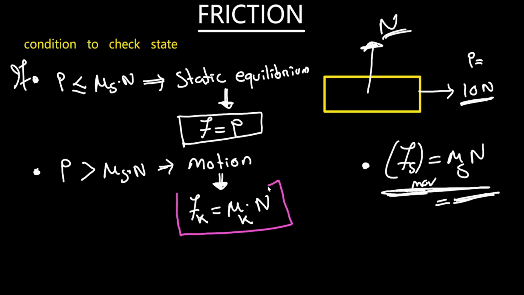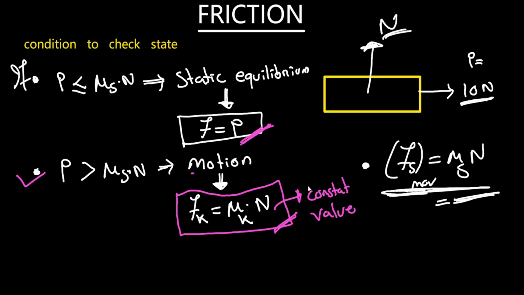Whenever the object is in motion, the dynamic frictional force or kinetic frictional force, mu k into N, is a constant value. But the static one is not constant. It is self-adjusting in the static case. The kinetic case is a constant value. Getting my point? Yes.